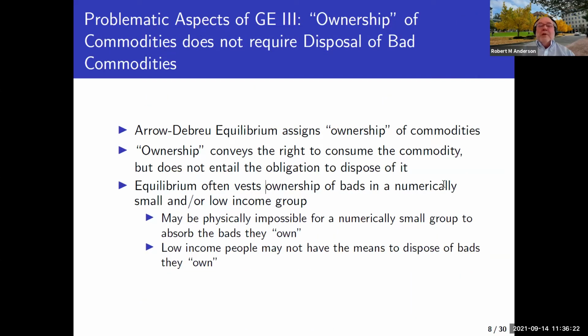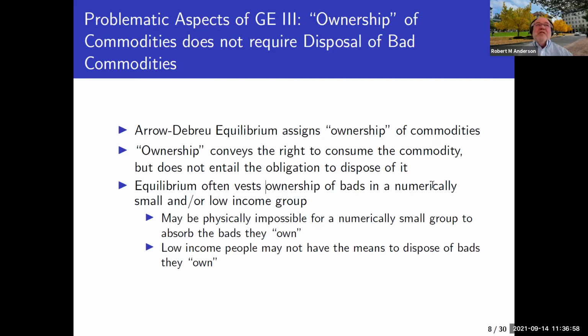Third problematic aspect is the way ownership is treated in the Arrow-Debreu model. What it really does is assign ownership of commodities, and with a mindset that more is better and prices of commodities are all positive, it just assumed that people will actually gobble up and use up whatever they're able to buy. So I think that was the focus. But the literature didn't really think hard about what this meant.